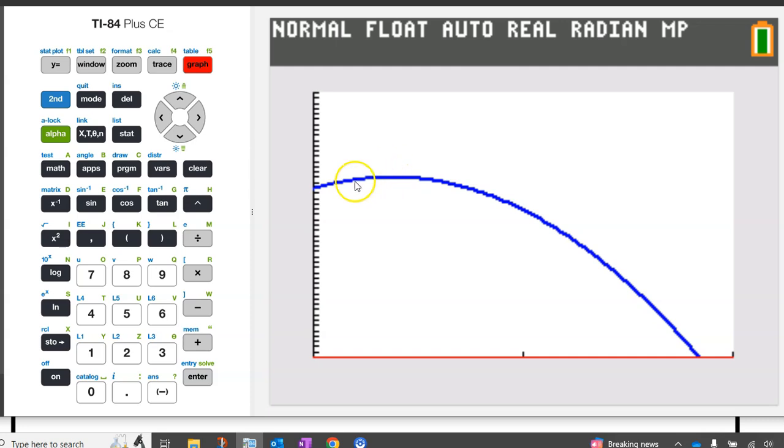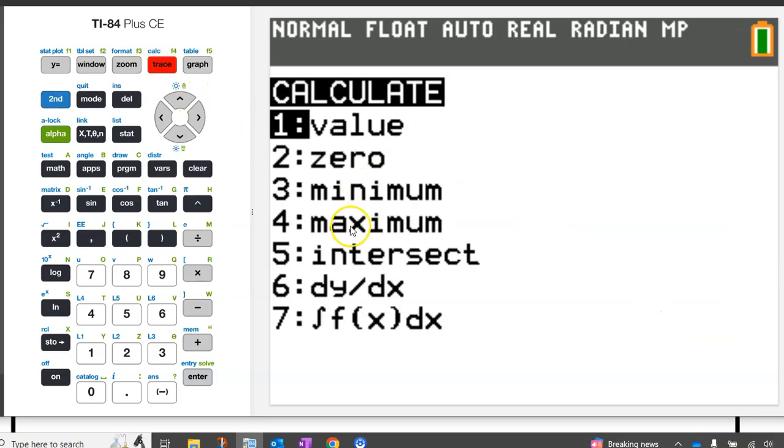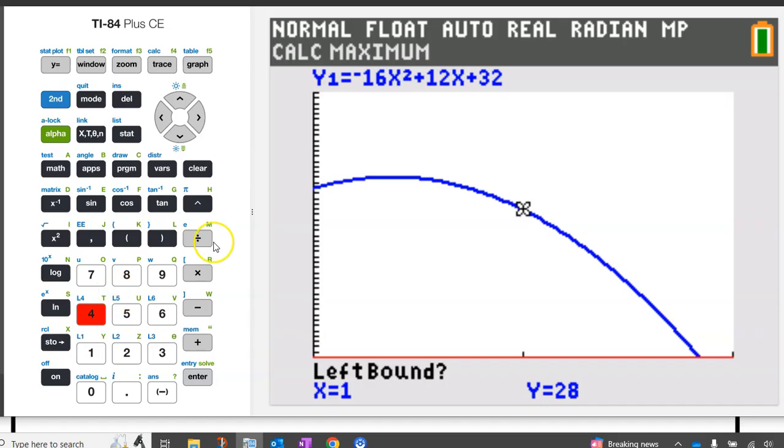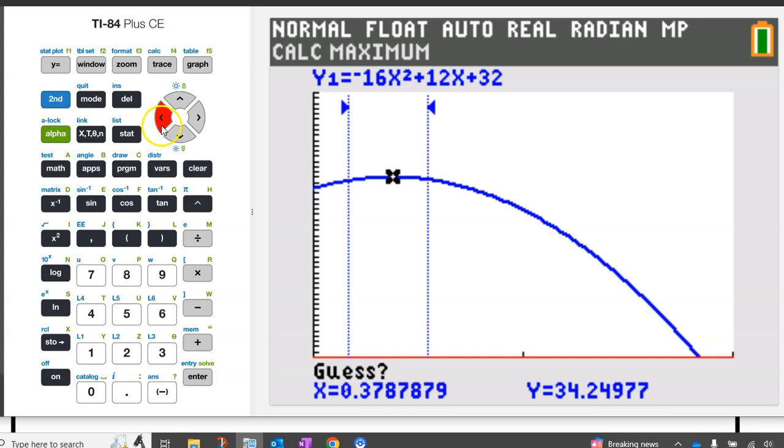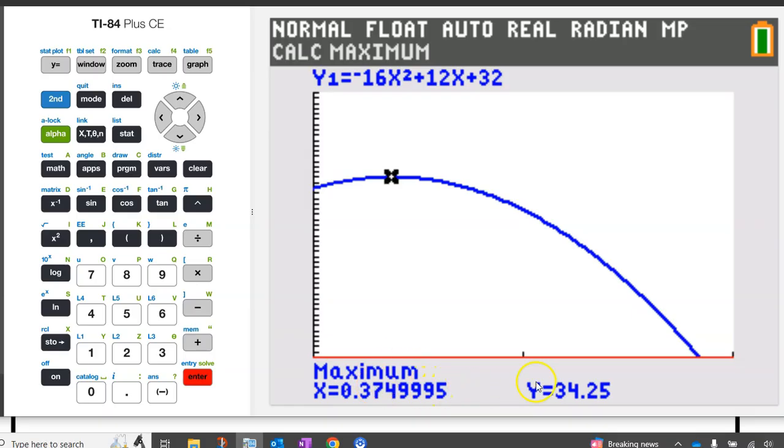We want to find the maximum height reached by the rock, so we will hit second trace, maximum, option 4. When it says left bound, move the pointer somewhere to the left of the max and hit enter. Now it says right bound, so move the pointer to the right of the max and hit enter. For guess, move the pointer about where you think the max is and hit enter. So there it is. The maximum height reached is 34.25 feet, and this is the time when it happened.